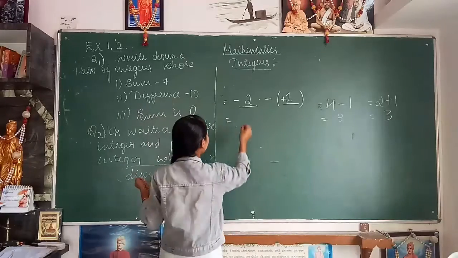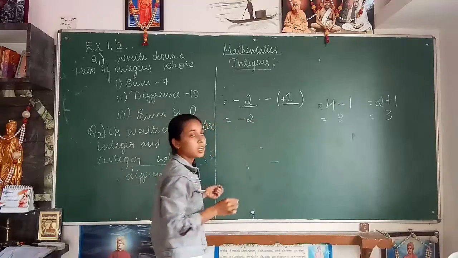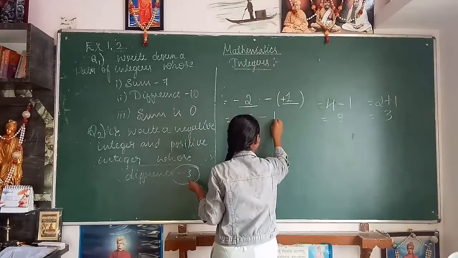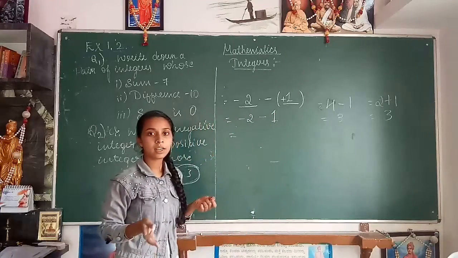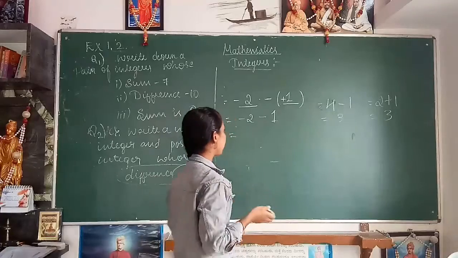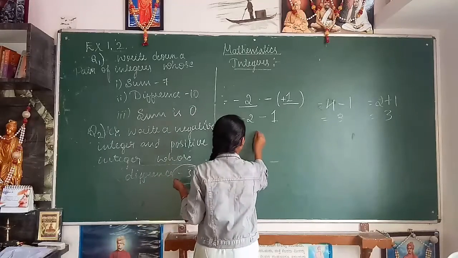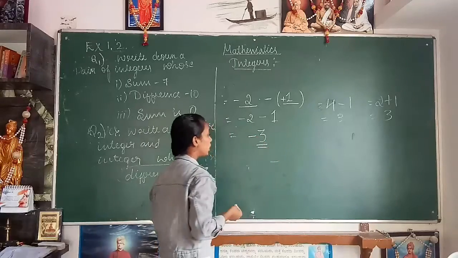So here what do we do? We write -2 as it is. So plus and minus, that is, -1 as it is we can write. So here, when there is minus and minus, we add the numbers. So that is 3. So in the 3, that is minus 3. So this is the difference.